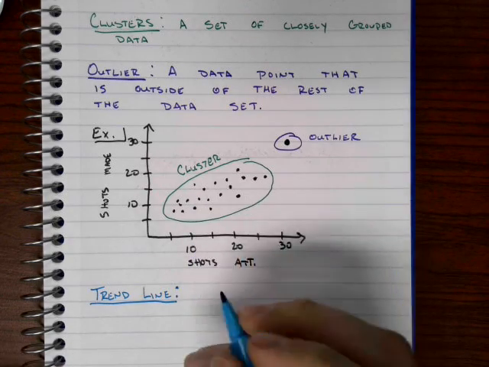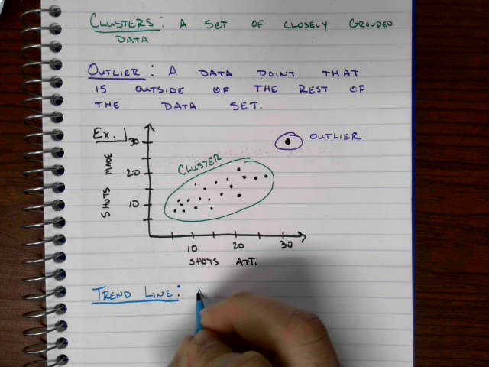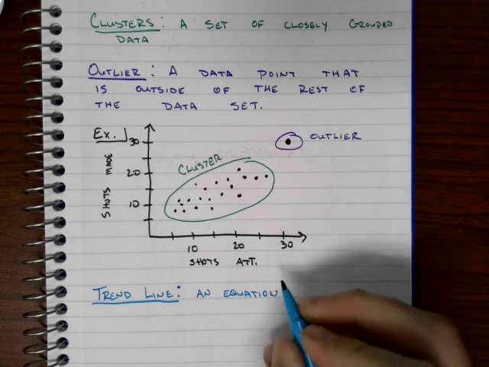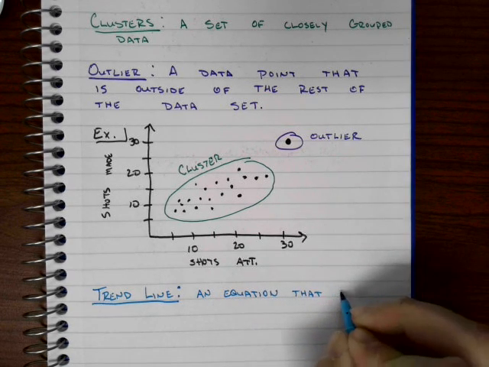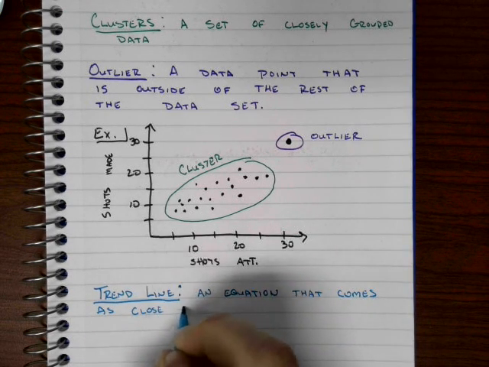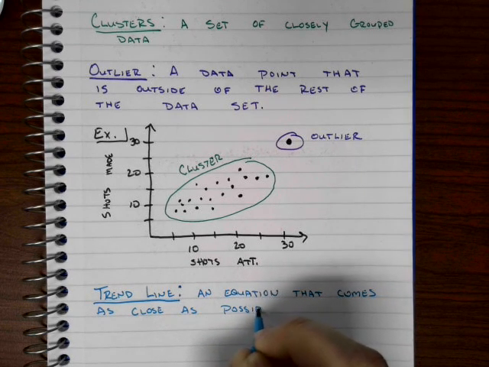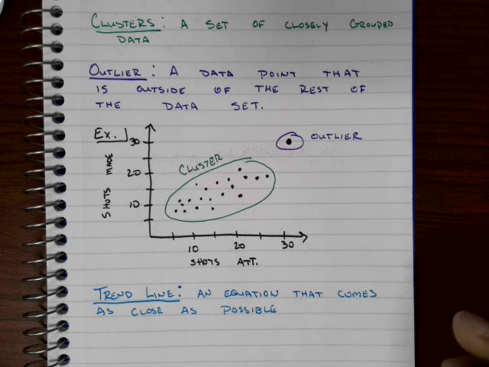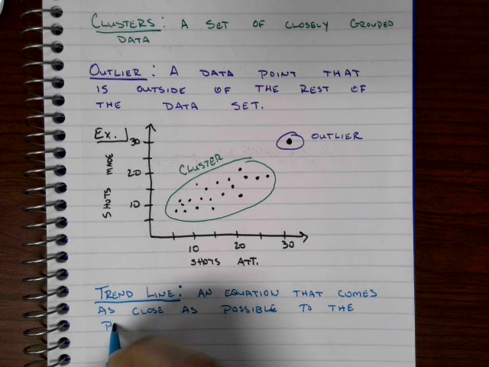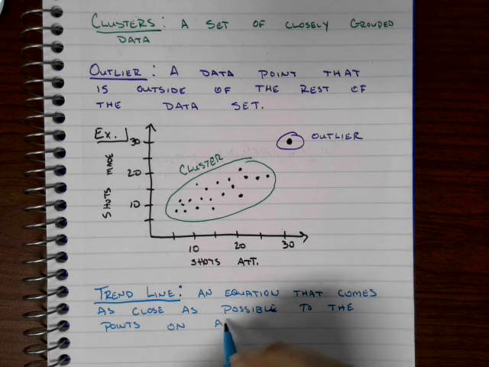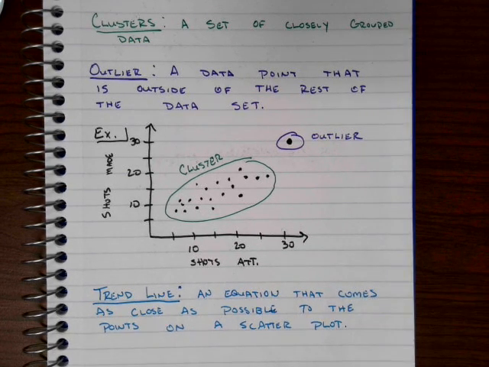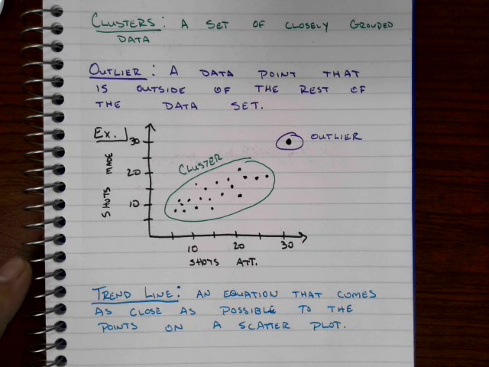So a trend line is an equation that comes as close as possible to the points on a scatter plot.